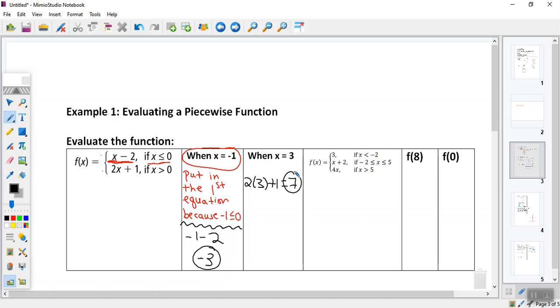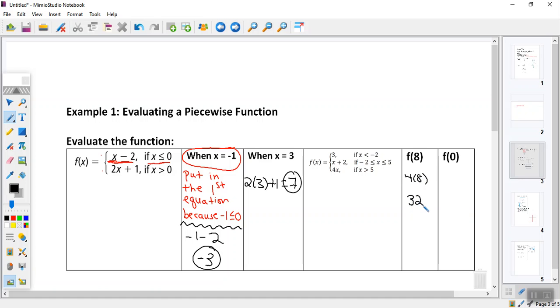8. So in this first one right here, kids, is 8 going to be less than -2 when I check that first parameter? Nope. Is 8 going to be between -2 and 5? Nope. How about 8 greater than 5? Yeah. So I want to put it in 4 times x. So this will become 4 times what, kids? 8. This will become 4 times 8. Which is?